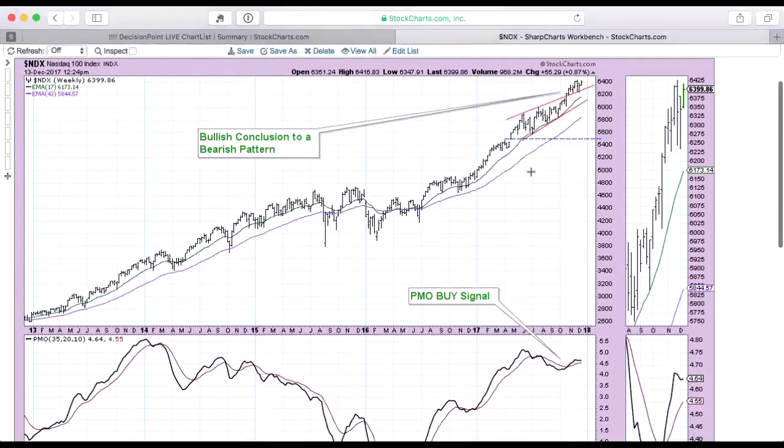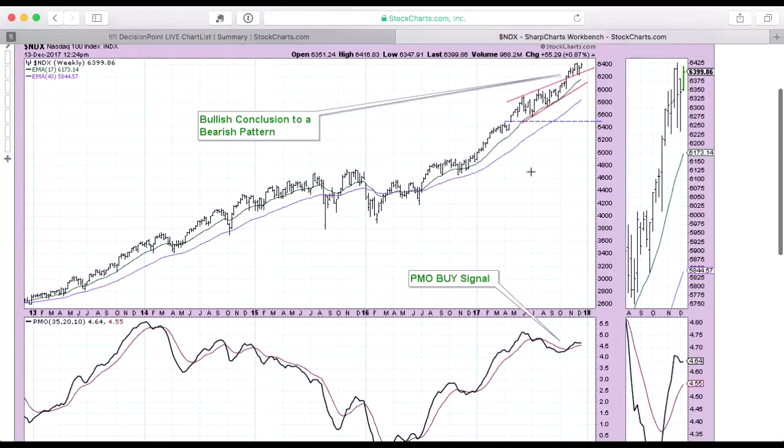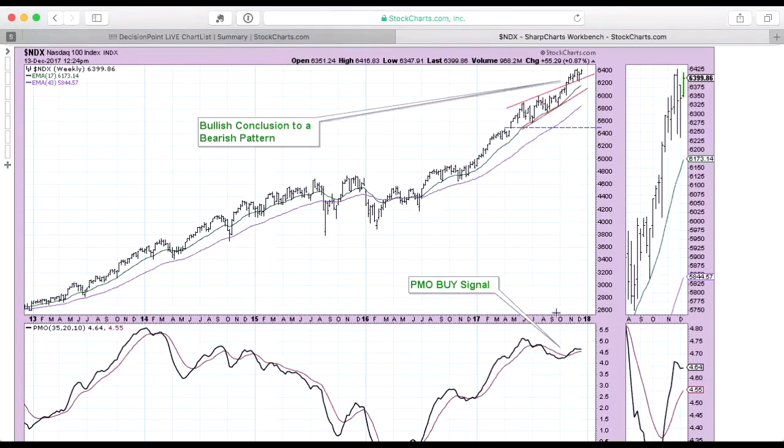Now, when I look at the NASDAQ weekly chart, this is where my intermediate term PMO signal is, the middle of the bottom row on the DP alert. We can see that the NASDAQ was still in its bearish configuration. We got this bullish conclusion to a bearish pattern. I always like to see that. I find that especially bullish. We did end up with this pullback right when we started to hit the all-time highs on the NASDAQ 100. But what we can see here is we got some improvement on the PMO on the daily chart, but we're now seeing a bottom above the signal line.